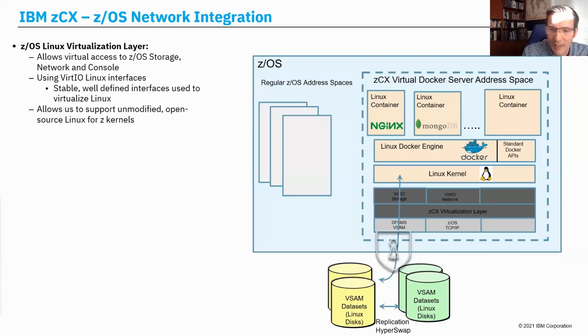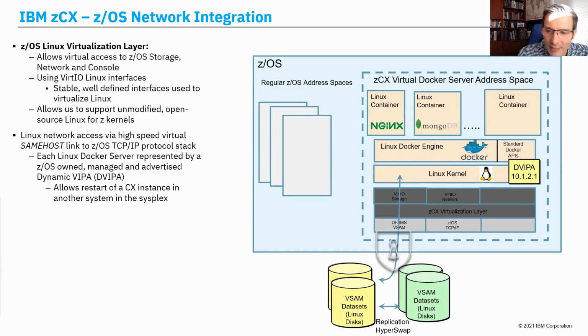And now let's talk just about network integration. Then we're going to look at the live demo. So in terms of network integration, we have another VirtIO device that's in the zCX virtualization layer, which is actually allowing us to communicate with outside in TCP/IP outside our mainframe box, or to use the same host link to talk to other zOS address spaces in there.